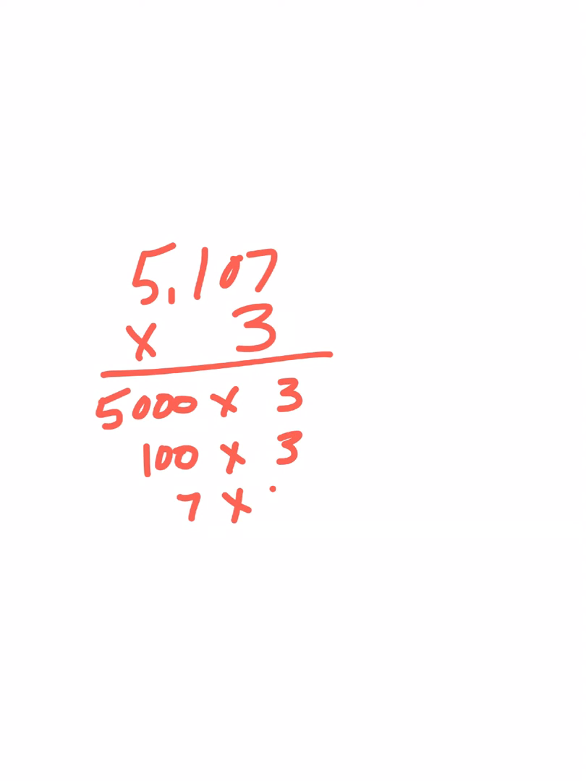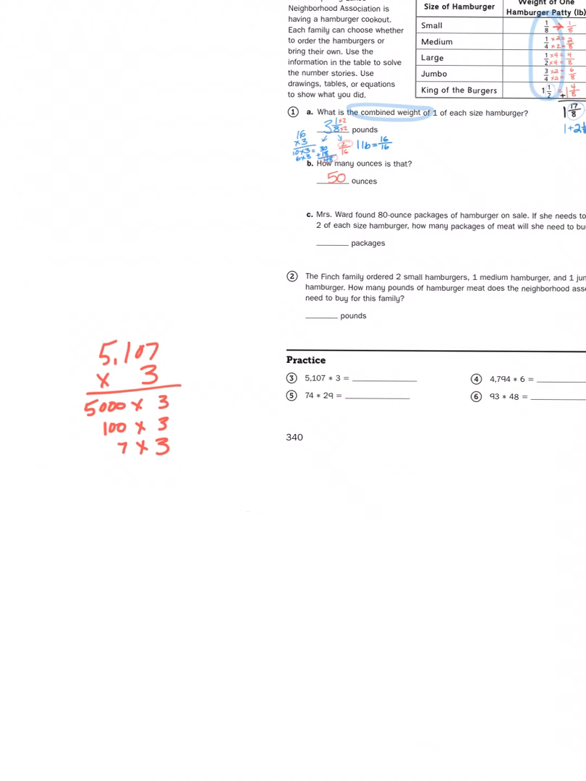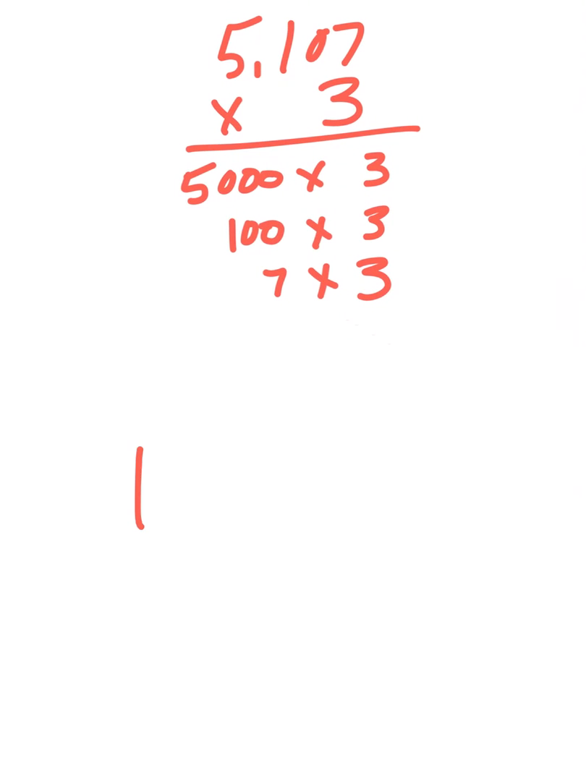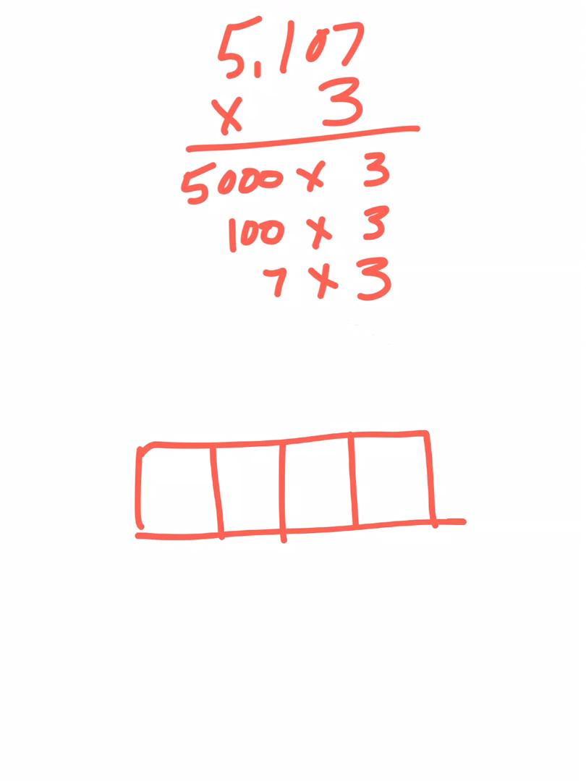I've also used partitioning rectangles, where I make a rectangle grid, and since I'm multiplying a 4-digit number, I put the 4 amounts above, because 5,107 is the same as saying 5,000 plus 100 plus no tens plus 7 ones, and I multiply each of those by 3.